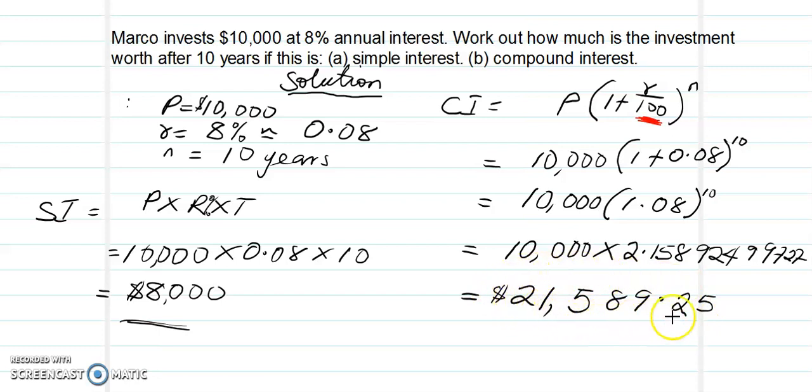So then for you to find the interest at that time, we have 21,589.25 minus 10,000. So that will give you the interest for compound interest.